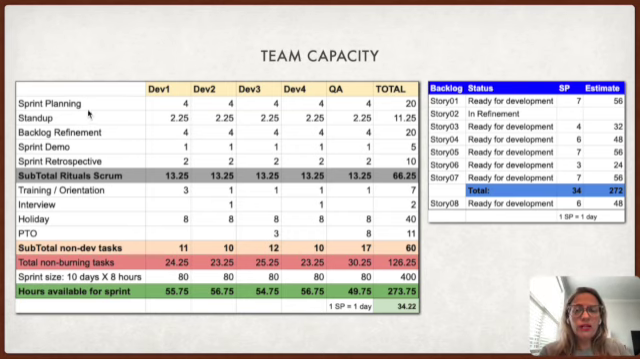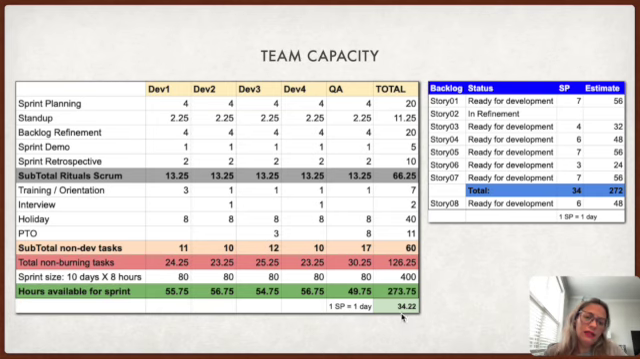In this example, it's important to see that we are considering all the rituals, meetings, and all the other activities which are not related to development, and then we can measure how many hours the team will need to dedicate to these kinds of activities, or even how many hours the team will be unavailable for our project, and then we can identify how many hours the team will really have available for burning development tasks.